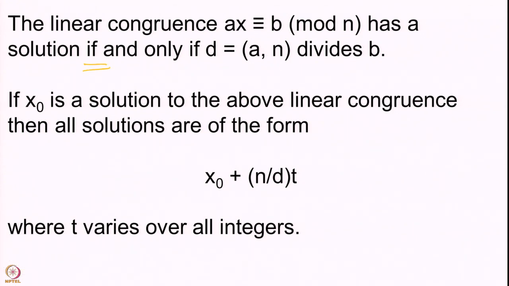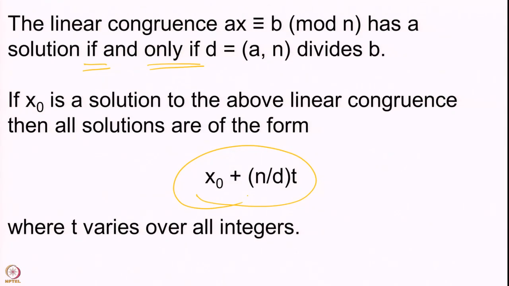So, once again I would like to point out that there are these two directions to proving this. The first one, for if, would mean that the congruence has a solution if D divides B. So, we will assume that D divides B and we will prove that the congruence has a solution. And in the other direction, the congruence has a solution only if D divides B. So, that means when D does not divide B, the congruence does not have a solution. These are the two directions which we have proved already.